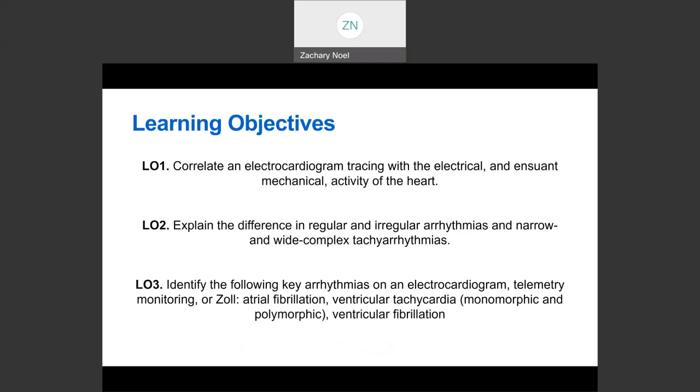In terms of the objectives, we're going to really focus on four arrhythmias: atrial fibrillation, ventricular tachycardia, both monomorphic and polymorphic, and ventricular fibrillation. We're going to use those arrhythmias to answer a couple of other questions related to them. The goal is that you'll make connections between what's happening from an electrical standpoint within the heart and what you're seeing on the ECG. Hopefully, if you can make that jump, it will make a little bit more sense to you.